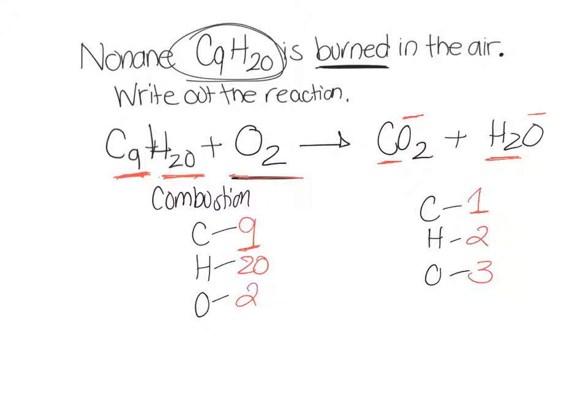So let's start with the carbon. I need 9 on this side. So I'm going to put a 9 in front of here. Remember again that you can only put coefficients in front. You cannot put numbers in between things. You cannot make subscripts, right? You have to put the numbers in front, so that you're making the coefficient.